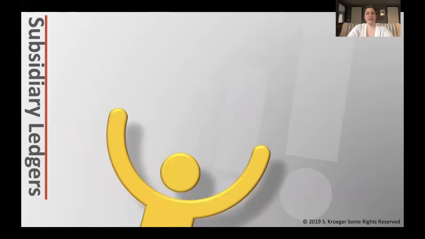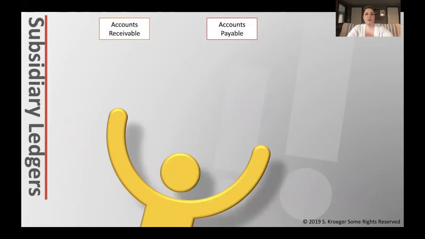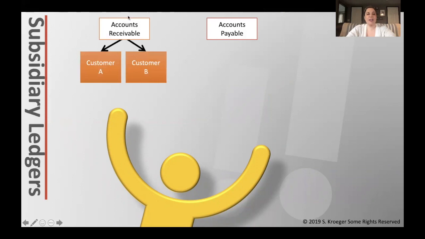This is a nice visual on what subsidiary ledgers look like. For accounts receivable, we still have our main control account right here. And like I said, it's divided amongst the different customers who owe us money. So we have customer A and customer B. Throughout the month, we're going to be updating the ledger accounts of these customers. And then at the end of the month, we're going to put the total into the accounts receivable main control account. So let's say customer A and B both owe us $100 each. So the main control account would be $200.